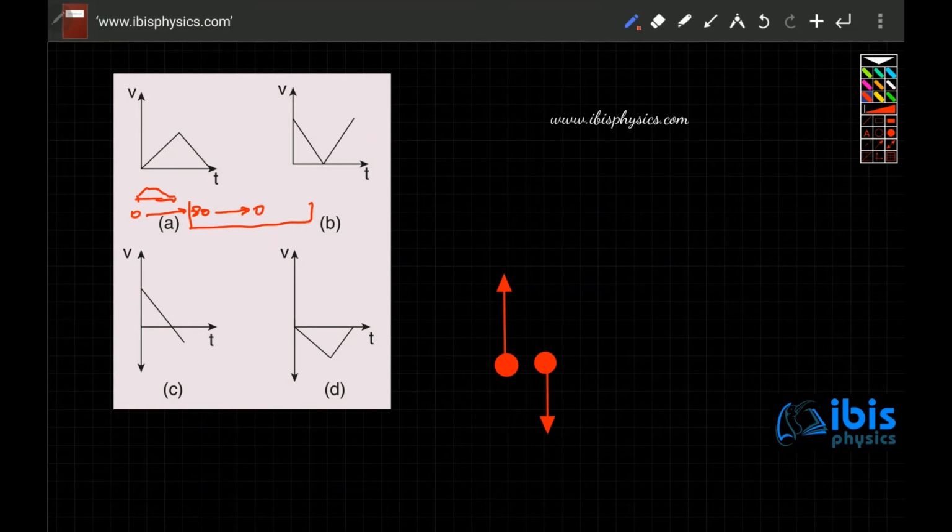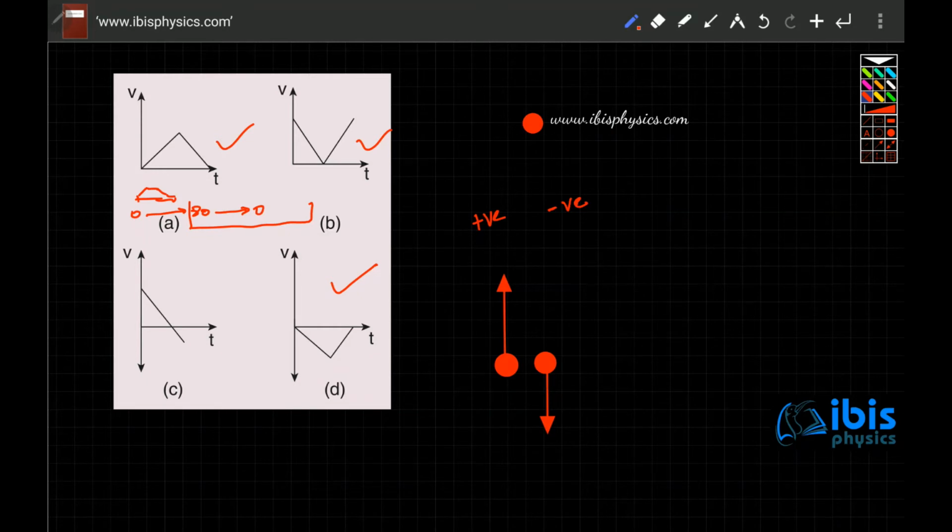But we can say, by analyzing these three graphs and ruling out these three options, that this is the answer. But if you don't know how to visualize this, you look at the situation. You are throwing a ball, the ball moves upwards and reaches the maximum height, and then it comes back. So during half of the journey, the ball goes upwards. During half of the journey, the ball comes downwards. So the ball has a positive velocity as well as a negative velocity.